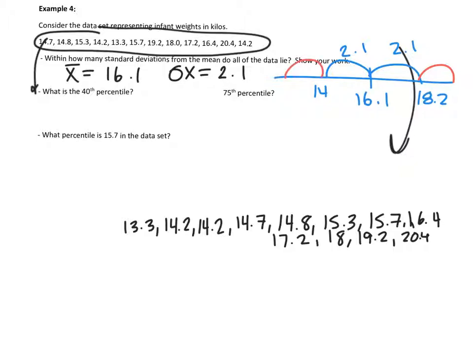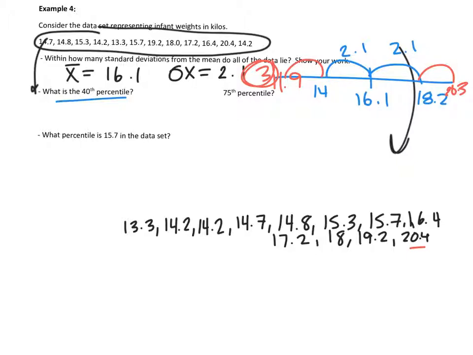if I do 14 minus 2.1, I get 11.9. And if I do 18.2 plus 2.1, I get 20.3. So I'm still not including 20.4. So I can see that it's actually going to be 3 standard deviations away, because if I add one more, I'll include 20.4. And then what is the 40th percentile?